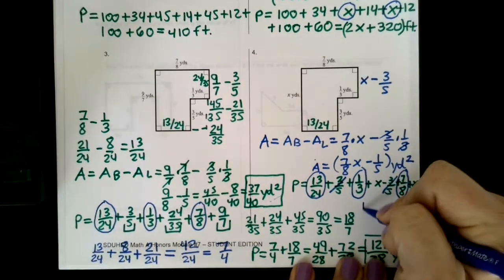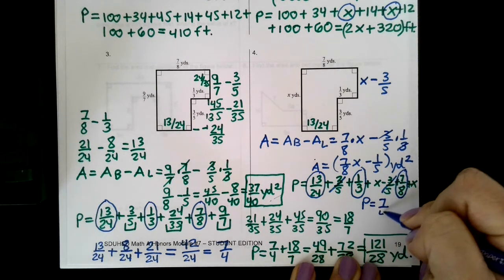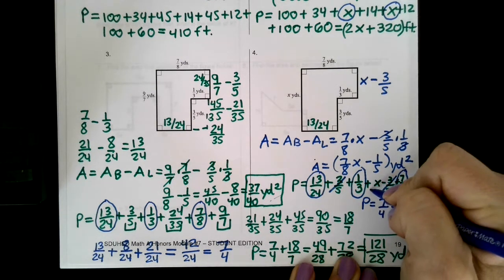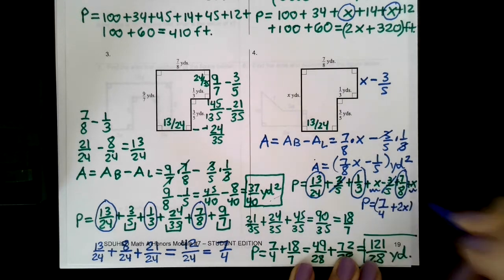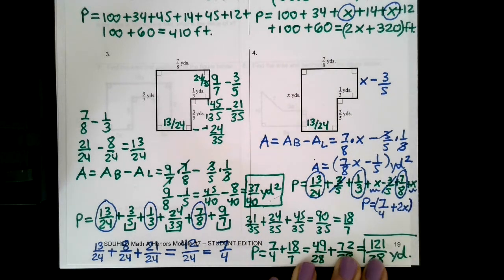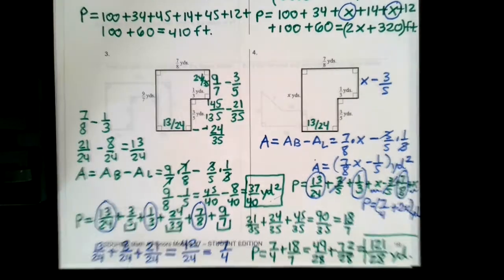So I have that the perimeter is equal to 7/4 plus I have an x here and an x here. So I'm just going to write 2x. To complete our answer, we need parentheses and we need to put yards after we're done.